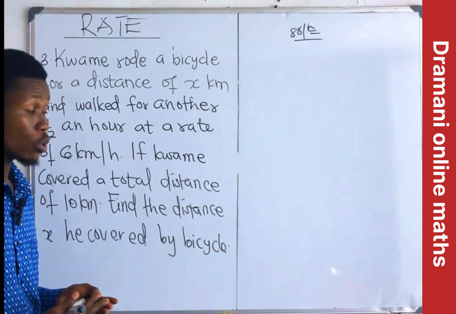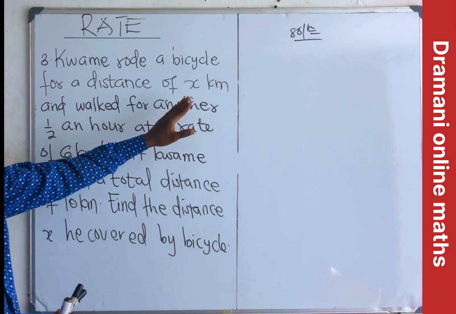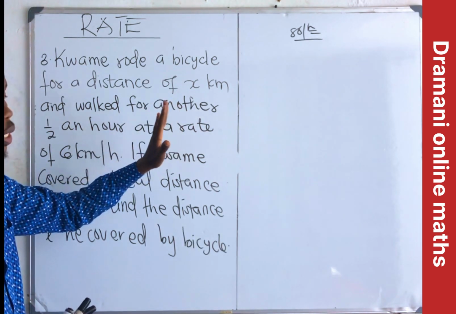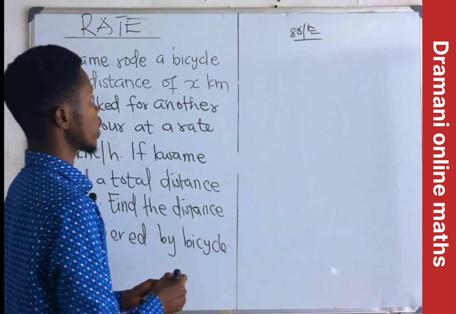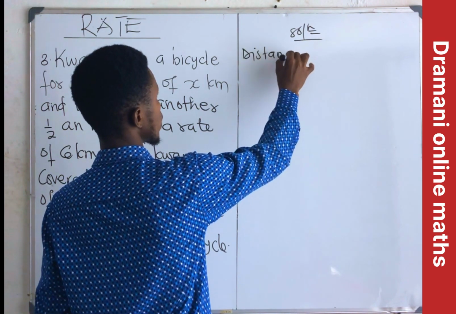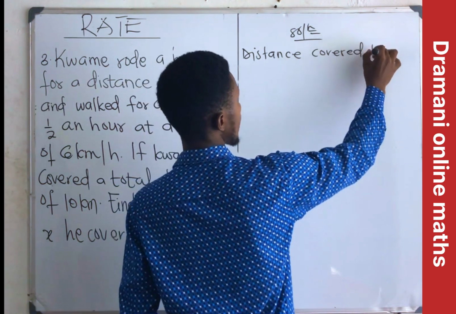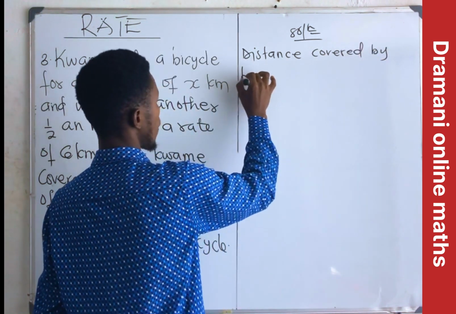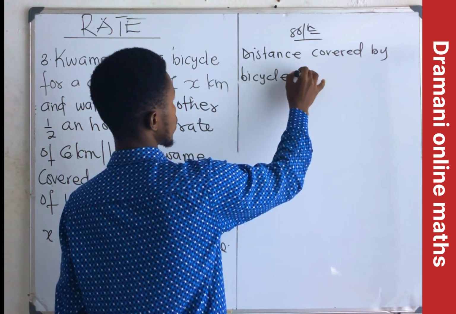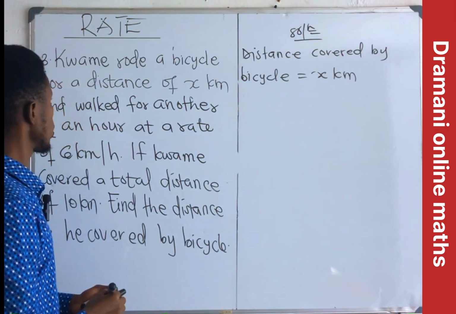The first thing that we are going to look at is the distance of X kilometers. He used the bicycle to cover the distance of what? X kilometers. So let's write that one down. Distance covered by bicycle is equal to what? X kilometers. So that is it.